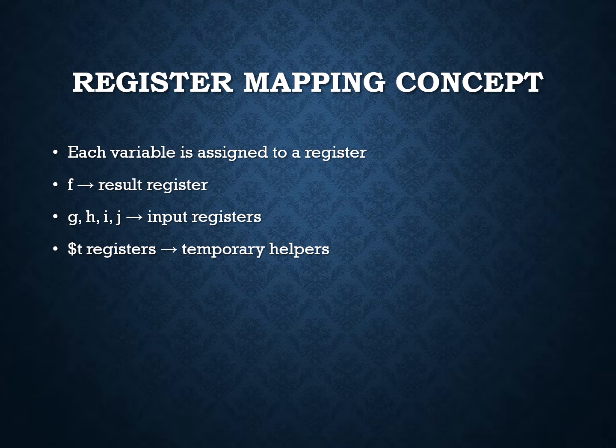Register mapping concept. In MIPS, registers are like labeled boxes on a desk. Each box has a purpose. Some hold inputs, some hold outputs, some hold the final answer, and some temporarily hold values while the calculation happens. If you don't organize these boxes properly, everything will collapse. That's why register mapping is the first step, not the last. First we have to map the registers.